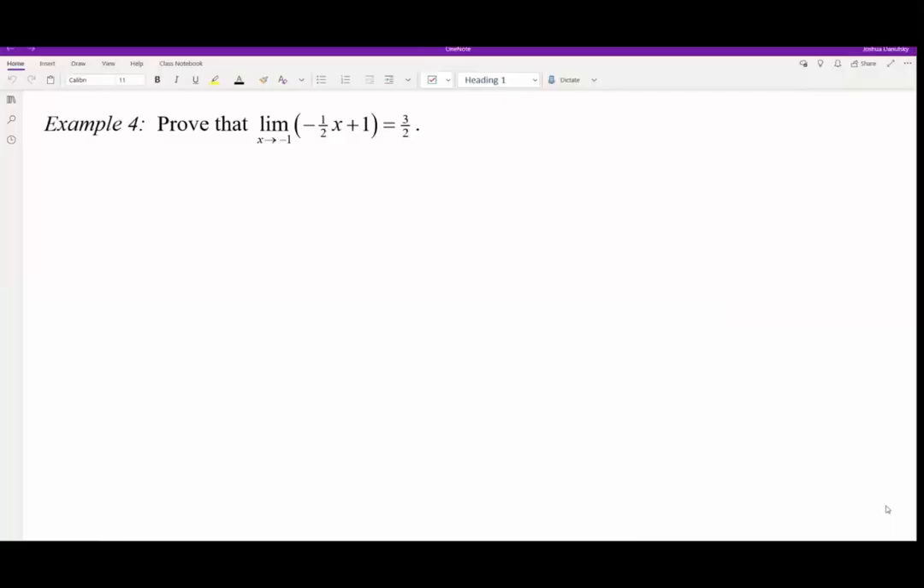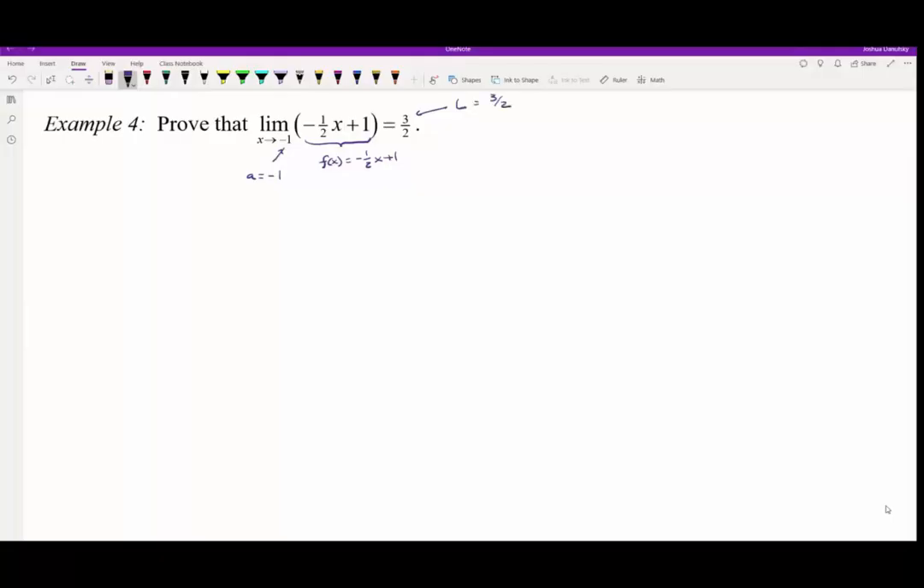Example 4, prove that the limit as x approaches -1 of -1/2 x plus 1 is equal to 3/2. So first let's make sure that we know what all the different parts are that we're dealing with here. So x is approaching -1, so that means -1 is a. This here is our function f of x. And this is our limit L, which is 3/2.